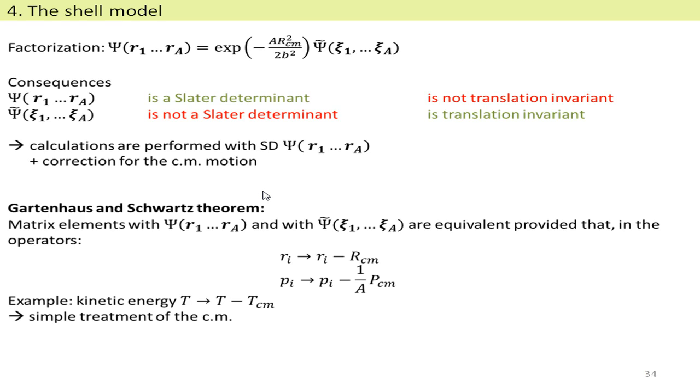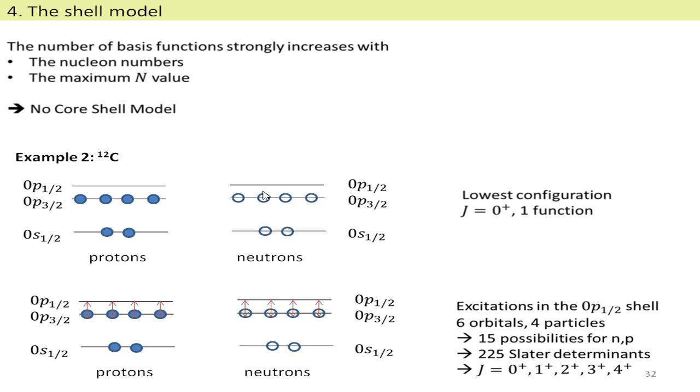In case of the shell model, for example in the case of carbon 12, we have just the 4 particles in the 1s, and then there are remaining two spaces in the P1/2 shell, and in this case we have 15 possibilities. This stems from the excitation of particles from the P3/2 shell. Is it possible to have an excitation from the S1/2 shell?